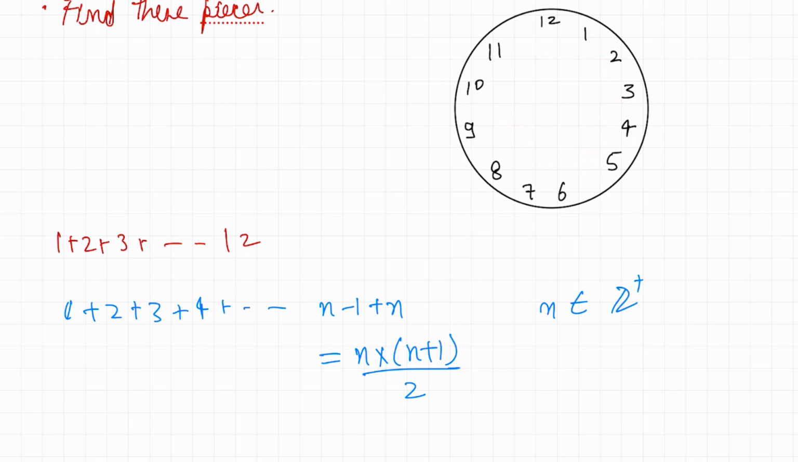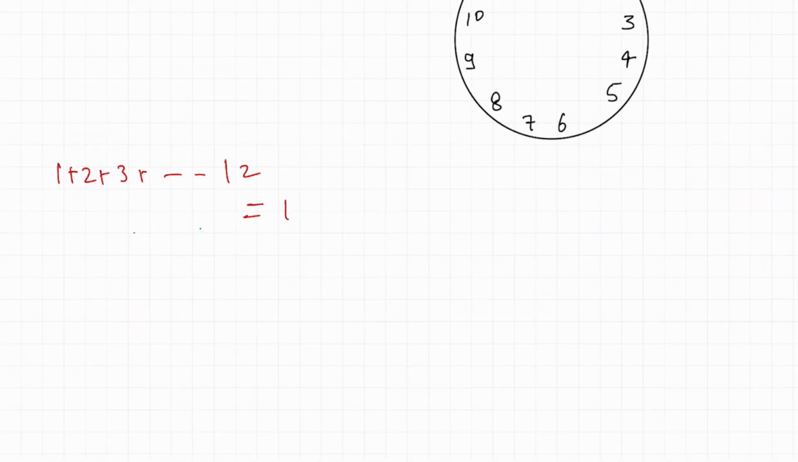So here the sum of the numbers is going to be 12 into 13 by 2, which is 6 into 13, and this turns out to be 78. Okay, so these are all the sum of the numbers on the watch. But we need three pieces, and the sum of the numbers on those three pieces have to be equal, so we have to divide by 3.